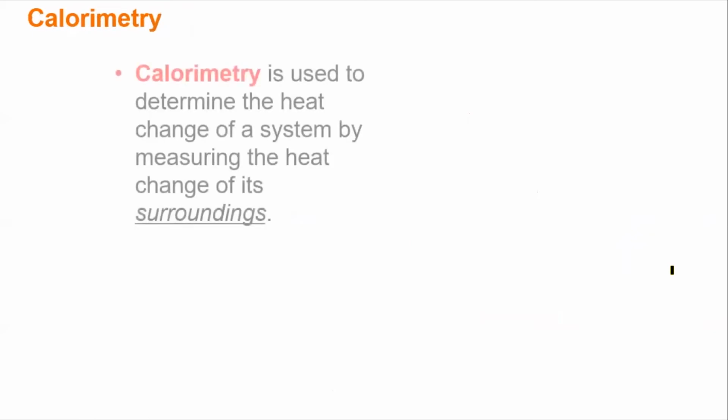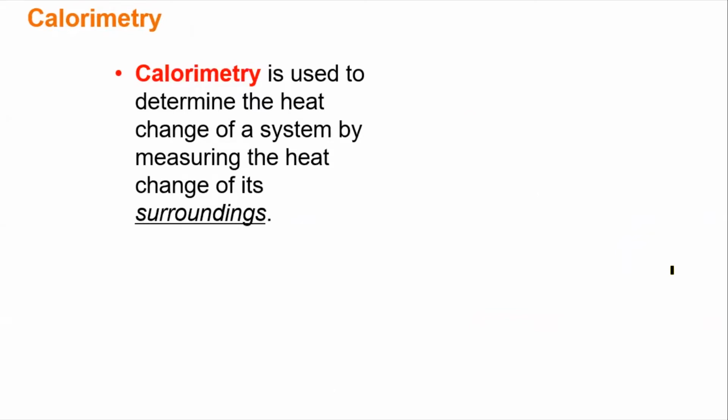Now, calorimetry is going to be used to determine the heat change of a system. And this is important, by measuring the heat change of its surroundings. All right. What we're going to do is set up an isolated system so that essentially everything inside the container contains both the system and the surroundings that we've artificially set up for it. In other words, we're going to set up an apparatus or equipment that essentially encloses a micro universe.